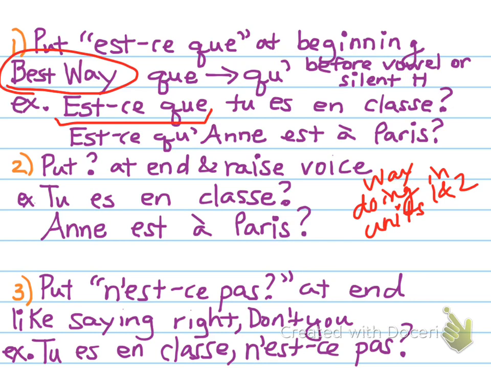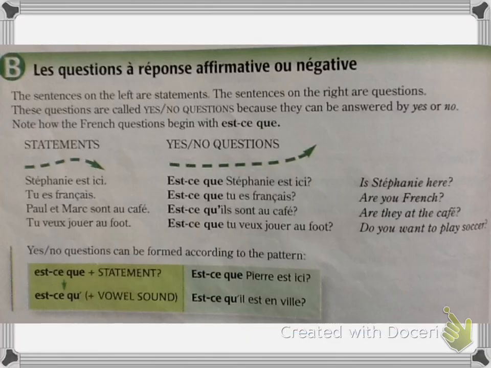Okay, so again, this is an okay way to ask questions, but our best way to ask questions is going to use that est-ce que at the beginning, because when we hear that est-ce que, we automatically know that it's a question. So taking a look at this in your textbook, the way it's presented there, les questions à réponse affirmative ou négative. The sentences on the left are statements. The sentences on the right are questions. These questions are called yes-no questions because they can be answered by yes or no. Note how the French questions begin with est-ce que.